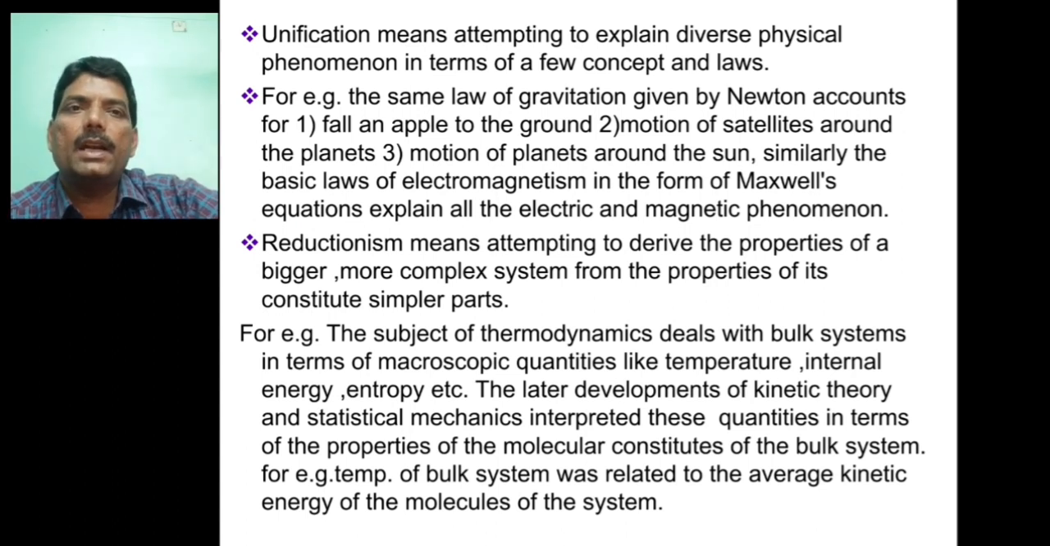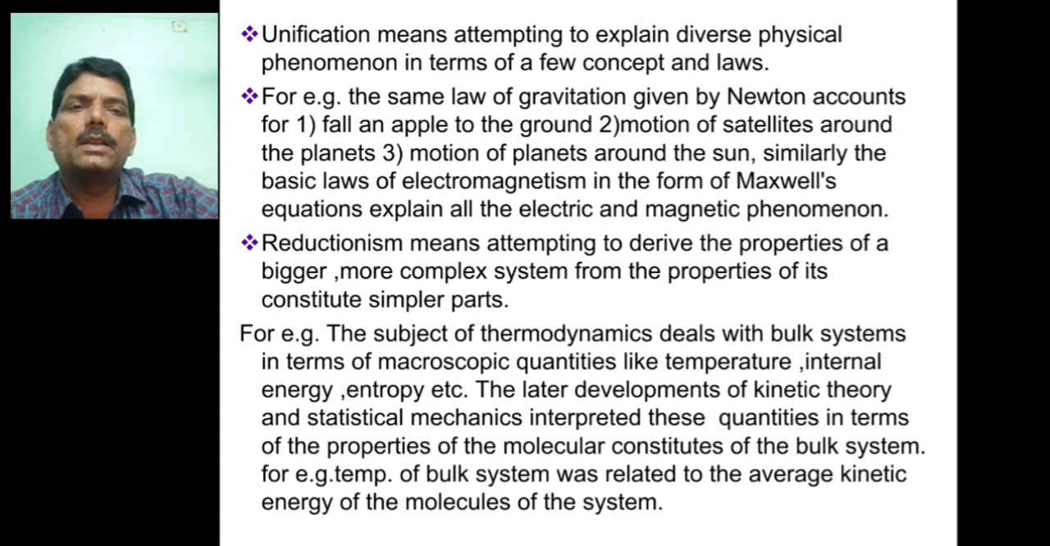Now the second term, that is reductionism. Reductionism means attempting to derive the properties of a bigger, more complex system from the properties of its constituent simpler parts. That means if you have any bigger or complex system, then it will be divided into small parts, which can be very easy to understand. So that is called reductionism. That means you are going to reduce the bigger into smaller ones.